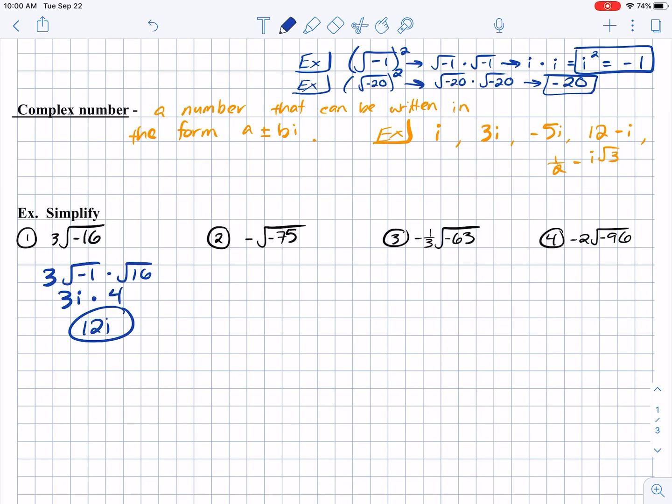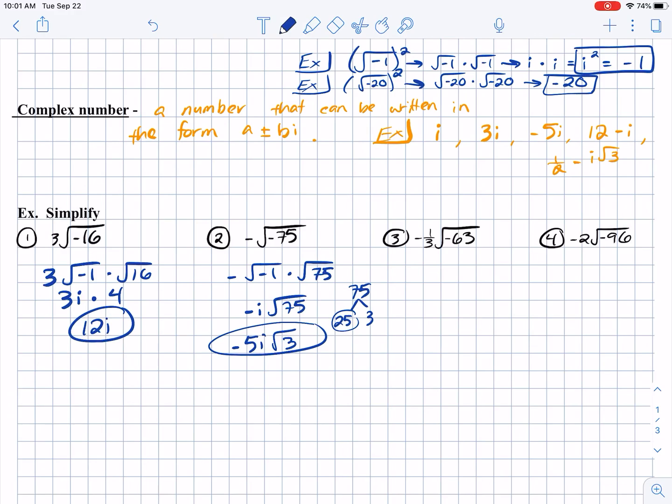Let's try one more for 2. For 75, again, if you want to write it as -1 times root 75, or maybe anytime you guys see a negative underneath your radical, you just want to pull out the i right away and write it as -i times root 75. And then don't forget 75, you need to take out perfect squares if you have any. 25 and 3, 25 is a perfect square, so this comes out as -5i root 3.